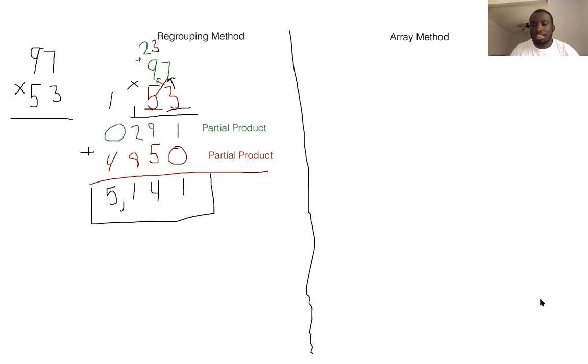My next model is my array model. So I'm going to first start by rewriting my number, and I'm going to make sure I write this 2 in another color. Colors just help you coordinate. So I'm going to use pink for my first number, which is 97. And then my second 2-digit number, I'm going to write in orange, 53. And I'll make sure I make my multiplication sign.